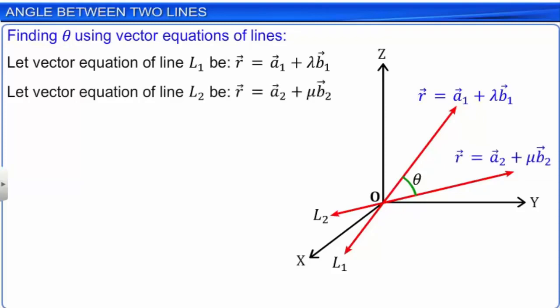The cosine of angle theta between the two given lines is equal to the modulus of the dot product of vectors B1 and B2 divided by the product of the magnitudes of the vectors B1 and B2.